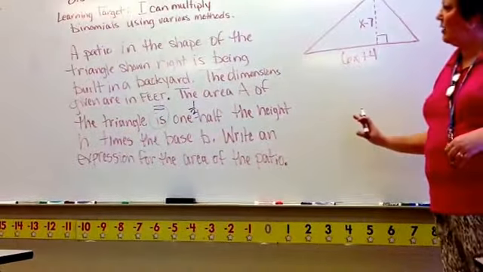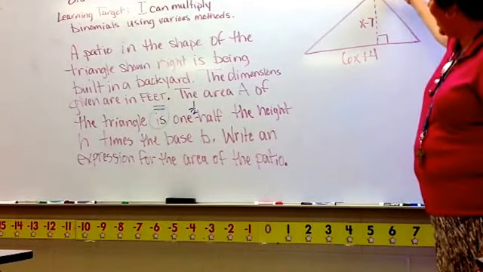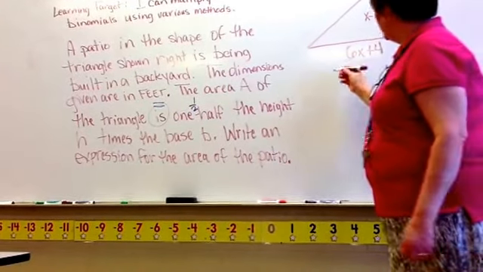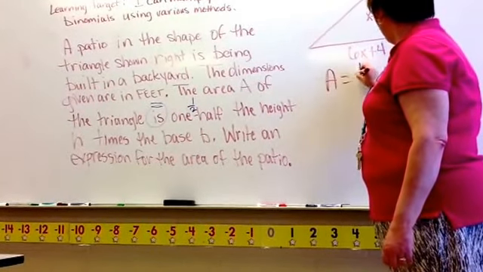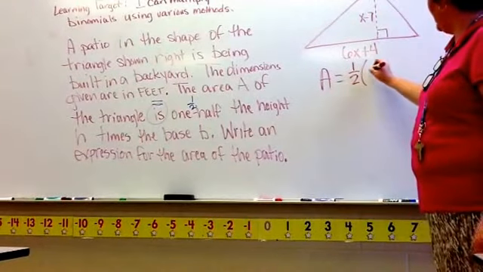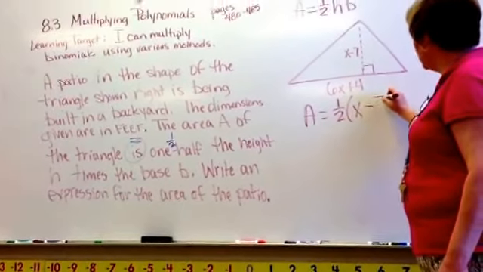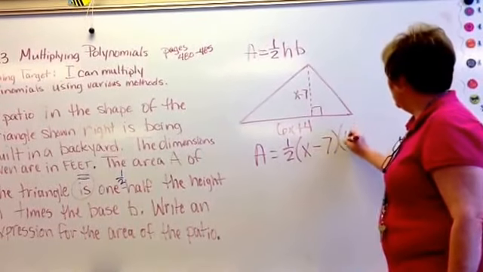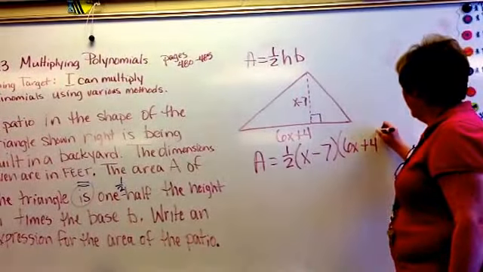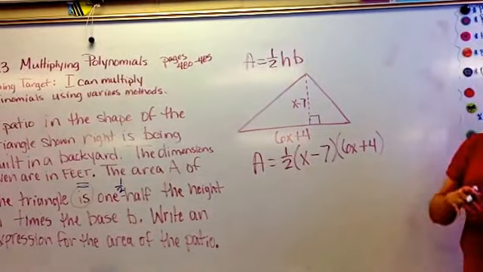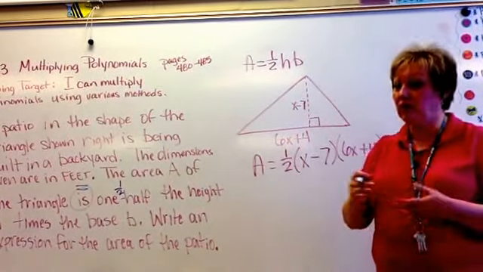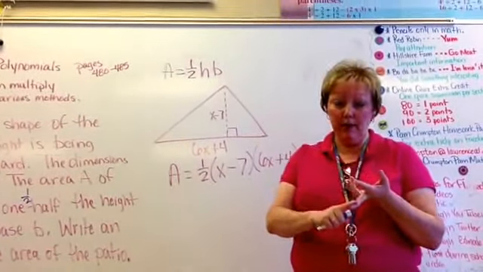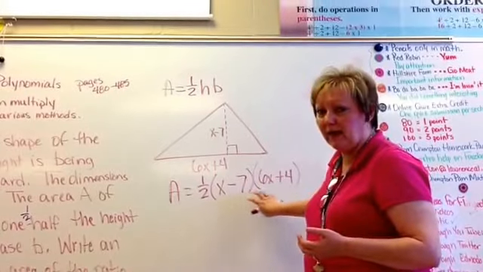Okay, now let's look at our diagram here of our patio. Our height is this little dotted line right here. So my area is 1/2 times the height, which is 7x minus 7, times the base. Here's your base, 6x plus 4. Okay, now guess what? You get to use the method of your choice, whether it be the distributive property, the FOIL, or the Punnett square, and you're going to multiply this together.